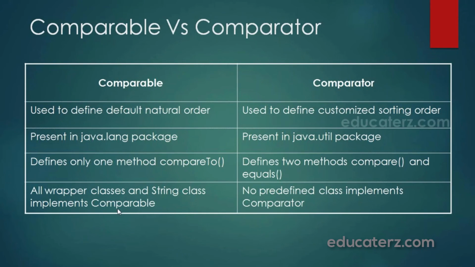All the wrapper classes and the String class implement Comparable by default. That is the reason that when I stored integers into the TreeSet, Integer being a wrapper class, it implements the Comparable interface by default, so it is stored into the TreeSet in natural sorting order, that is ascending order. But there is no predefined class which implements Comparator.